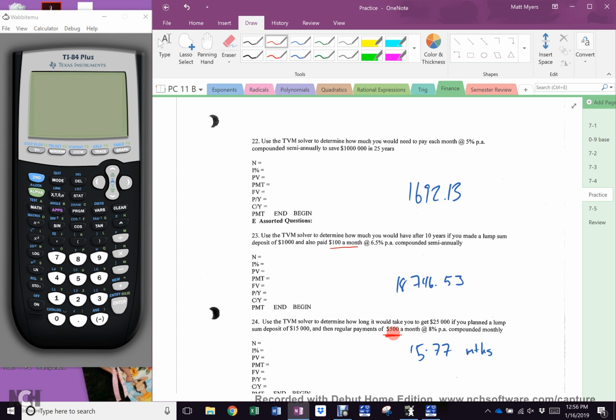That's probably what I did. I probably just forgot the negatives.